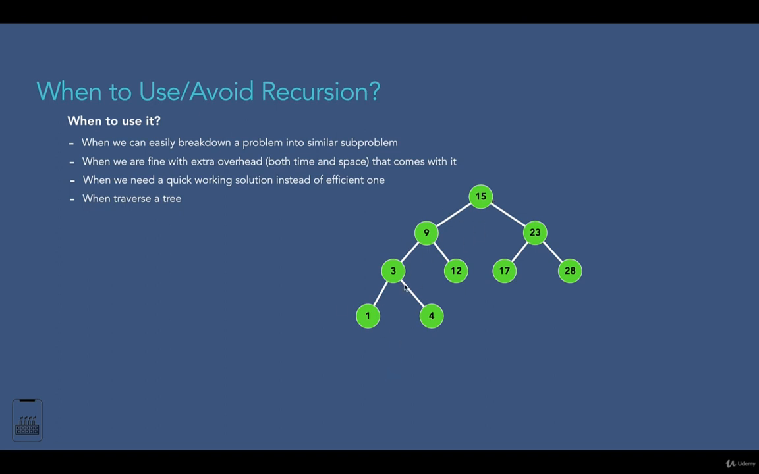For simplicity, in the case of this tree, the pre-order traversal will be like this. As you can see, we start from the root and visit all nodes of the left branch, and then we come to the nodes of the right branch. After 15 comes 9, 3, then 1, 4, 12, and it continues like this. So you don't need to worry about this. We will look at this in our tree section.